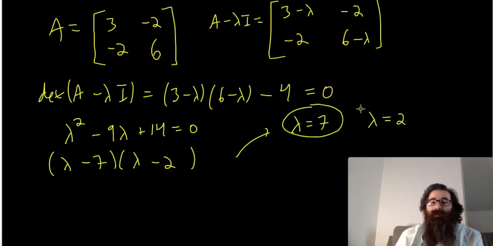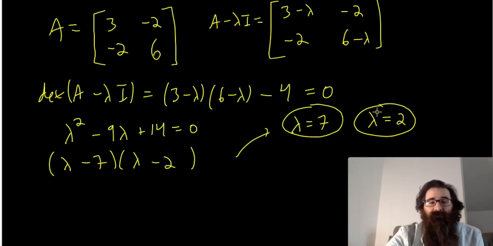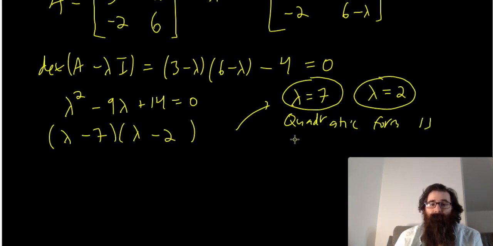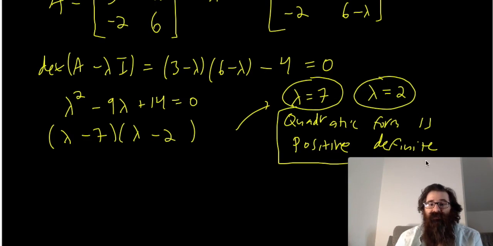Now, I can now classify this. My eigenvalues are both positive, which means the quadratic form is positive definite. Positive definite, since both eigenvalues are positive and not zero. They're both positive. So the quadratic form is positive definite. That's how we classify this.